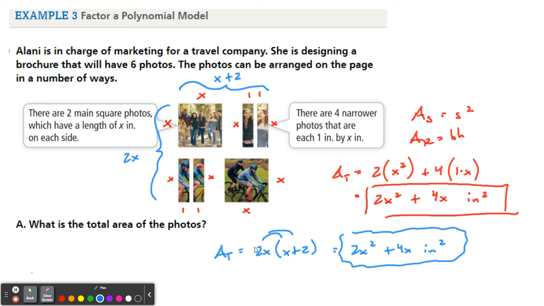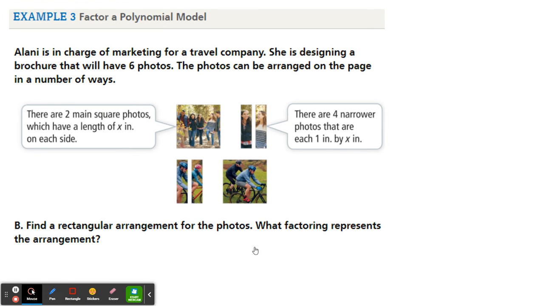Okay, so we're going to continue using this problem as we go through. Next it says, find a rectangular arrangement for the photos. What factoring represents the arrangement? So now we're going to rearrange this. It's not a square technically, but it looks more square. So what if we take all the pictures and put them all next to each other like this? We put the 2 squares here, and then the 4 rectangles here.